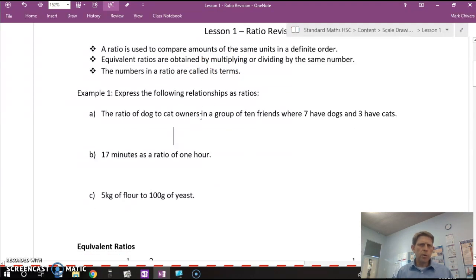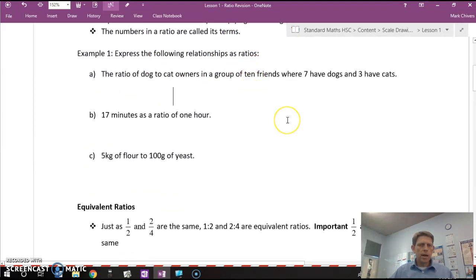We can get equivalent ratios by multiplying and dividing each term in the ratio by the same number. And each of the numbers in the ratio are called its terms. So just to start off, we've got a ratio of dog to cat owners in a group of 10 friends, where 7 people have dogs and 3 have cats. To express that as a ratio, this one's rather simple. We're just going to go 7 is to 3.